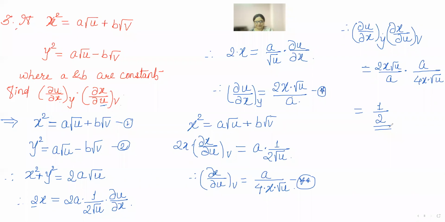Everyone got it? Yes, ma'am. How are we taking the partial differentiation, keeping or treating the second variable as independent?